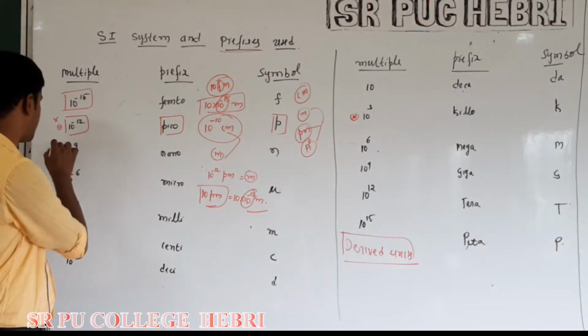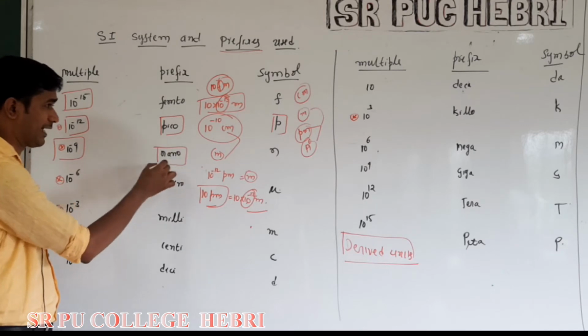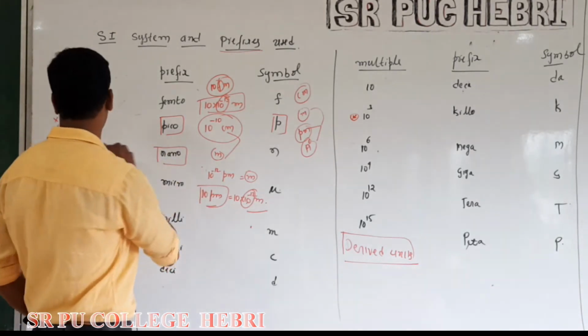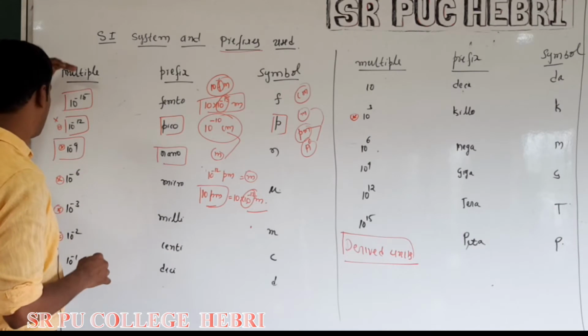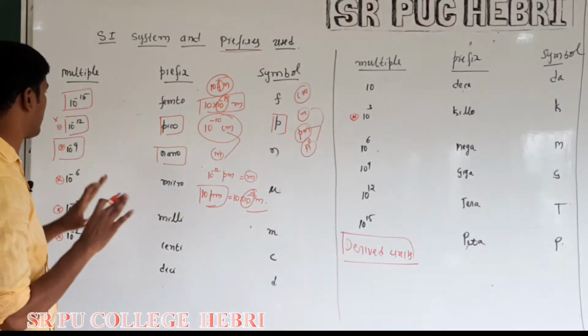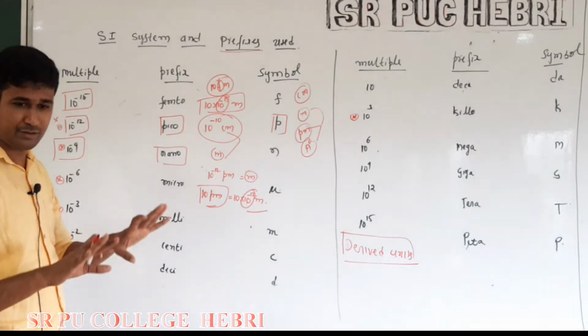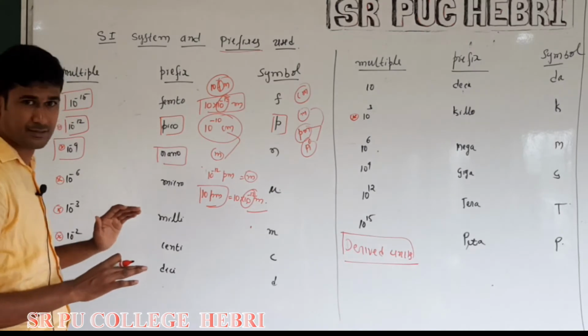Next, 10 raised to minus 9, which is commonly known as nano. This is also very important, you remember this. The multiples which are marked with asterisks are very important for our conversions in numericals. So, try to remember all these things.